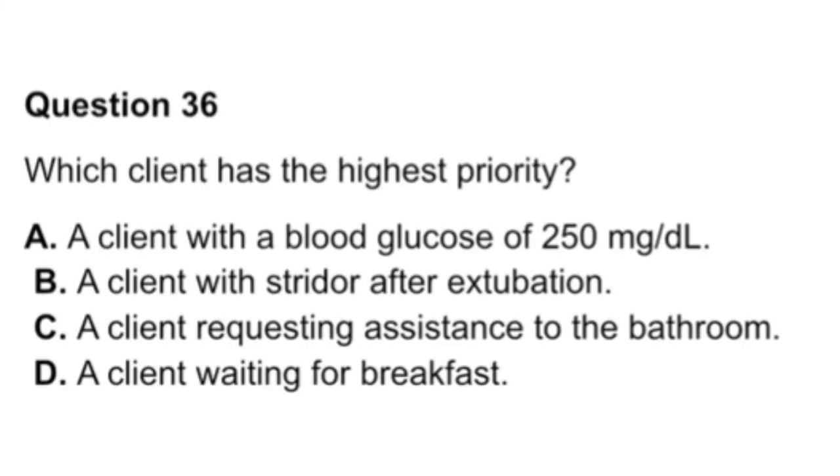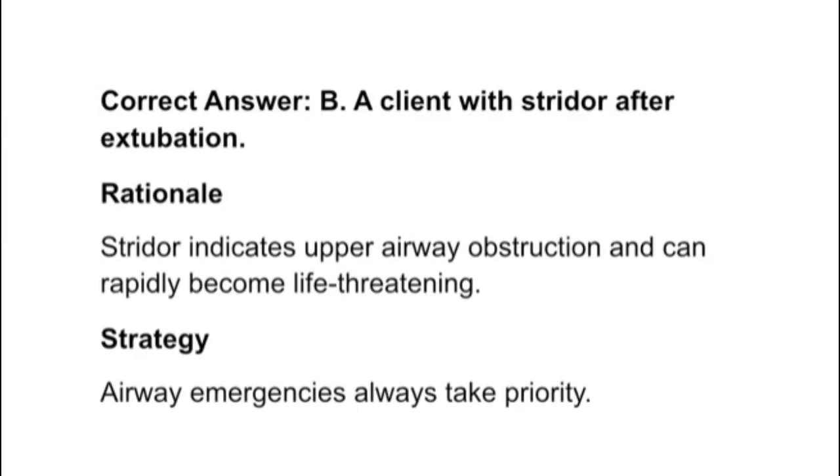Question 36. Which client has the highest priority? A. A client with a blood glucose of 250 mg per deciliter. B. A client with stridor after extubation. C. A client requesting assistance to the bathroom. D. A client waiting for breakfast. Correct answer, B. Rationale: stridor indicates upper airway obstruction and can rapidly become life-threatening. Strategy: airway emergencies always take priority.